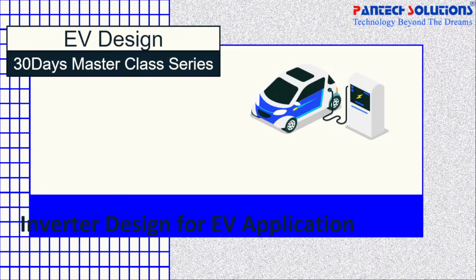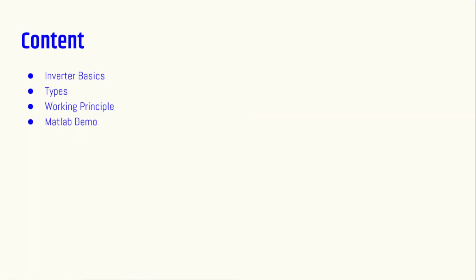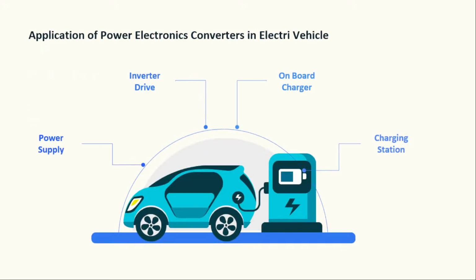Next, coming to the next topic, the inverter part. We already discussed what an inverter is: a conversion of DC to AC. Now we are going to discuss inverter basics, types, the working principle and a MATLAB demo. We already discussed how the inverter is involved in EV designing. An inverter is a device that converts DC to AC.